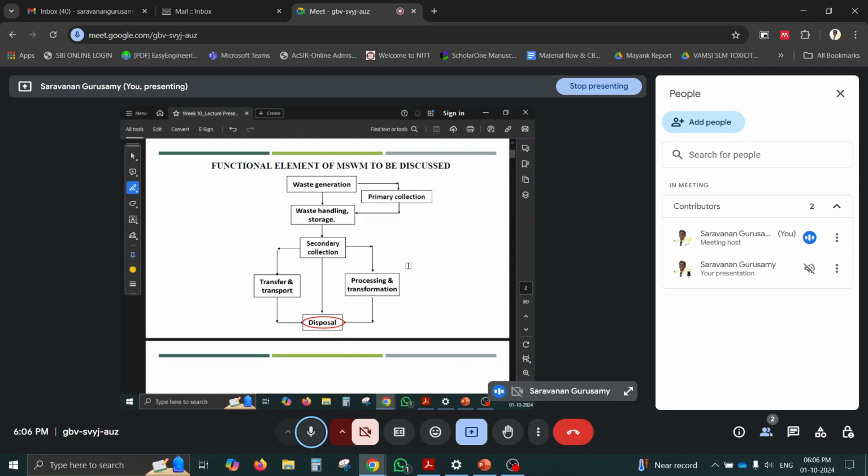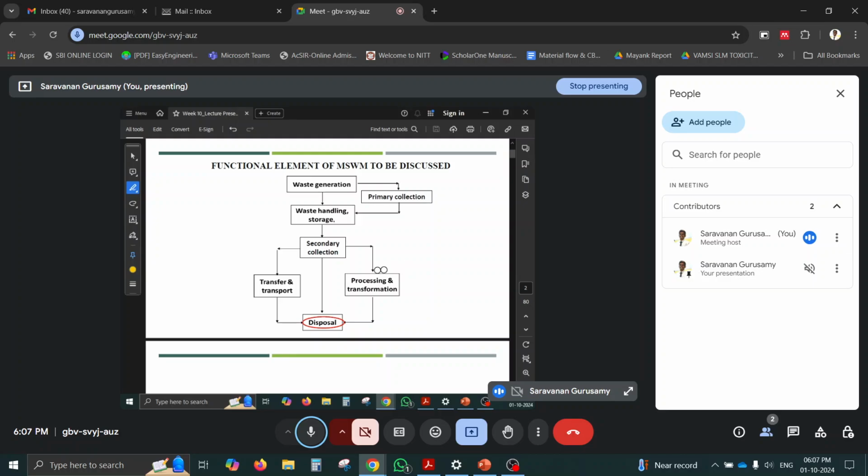The major method of disposal is landfilling. We discussed what a landfill is and the major problems associated with it: one is landfill gas, another is leachate. Last week we discussed leachate characteristics and how to collect, store, and treat leachate. This week we are going to discuss the other major issue with the landfill, that is landfill gas.